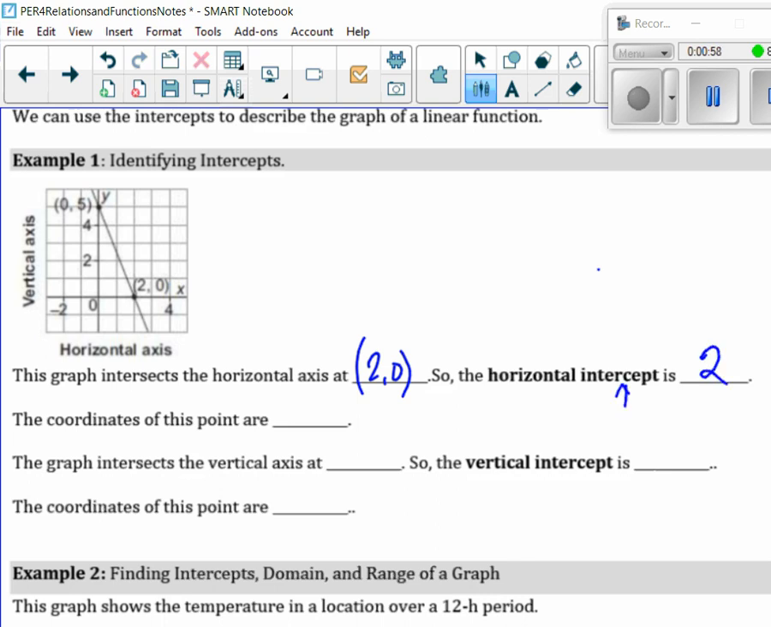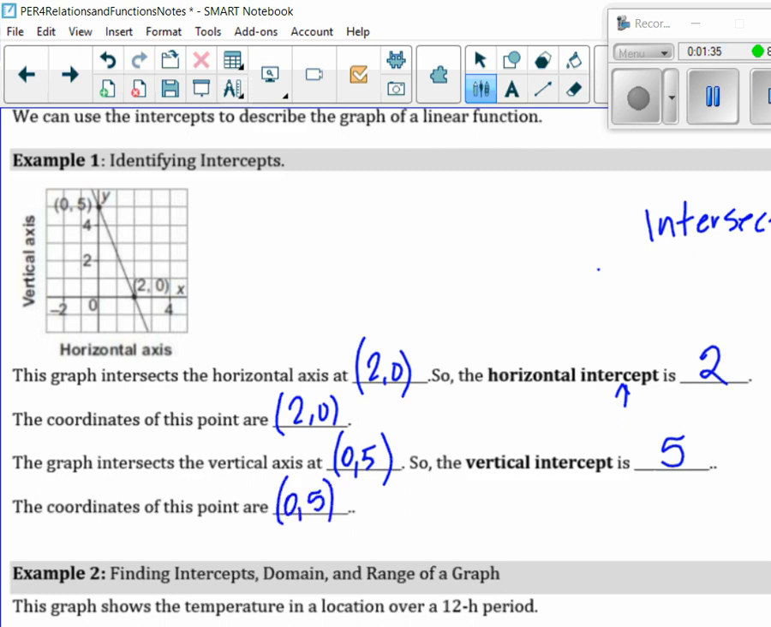Notice it's spelled "intercept", not "intersection". Intersection is spelled differently. This is an intercept because it intercepts the x-axis at 2. The coordinates of this point are (2, 0). The graph intercepts the vertical axis at (0, 5). So the vertical intercept is 5. The coordinates of this point are (0, 5).